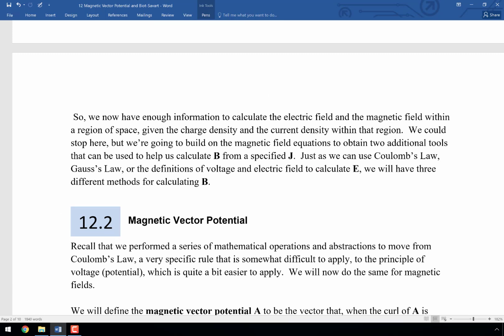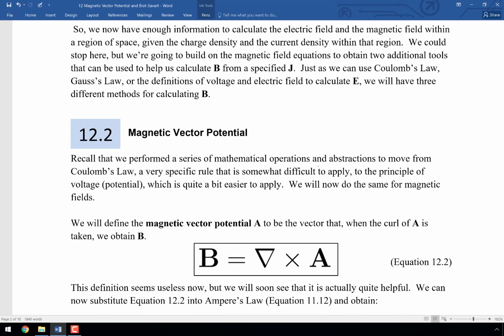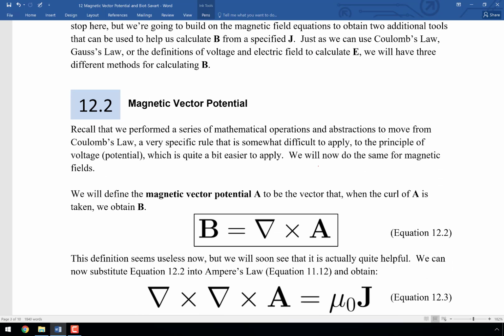So let's talk a little bit about some new tools that we can use to calculate these magnetostatic fields. So let's in particular see the magnetic vector potential. So magnetic vector potential is going to be a vector that we're going to define to be A. So A is the magnetic vector potential. And we're going to define A to be the vector that, when we take its curl, we obtain B.